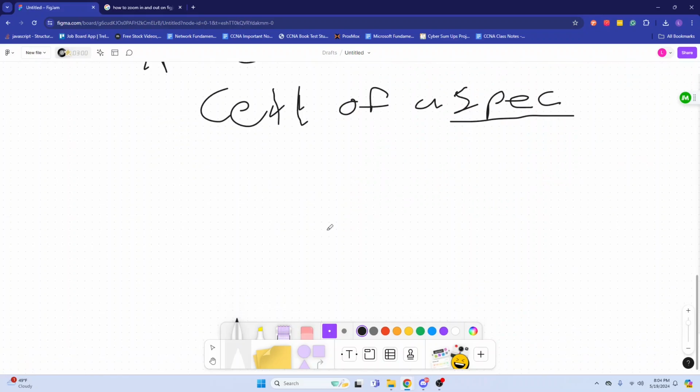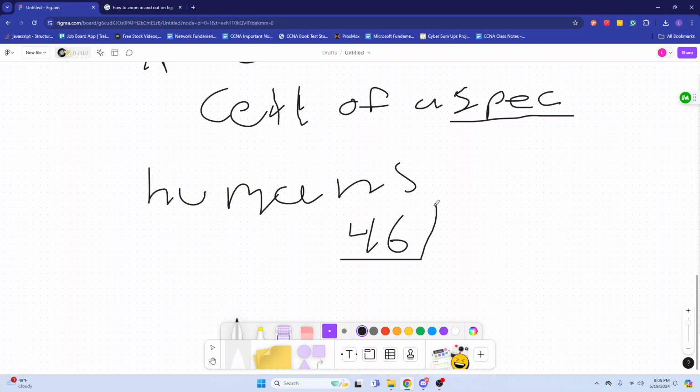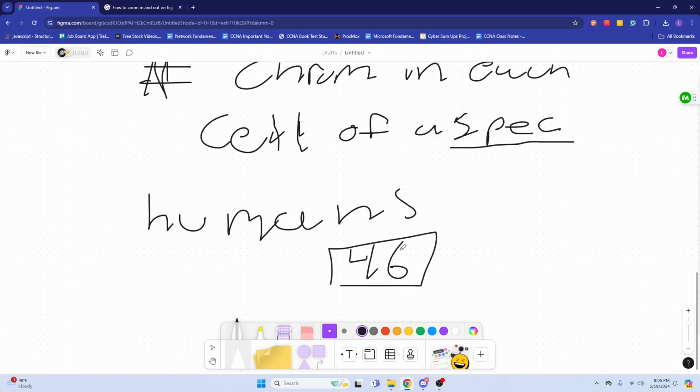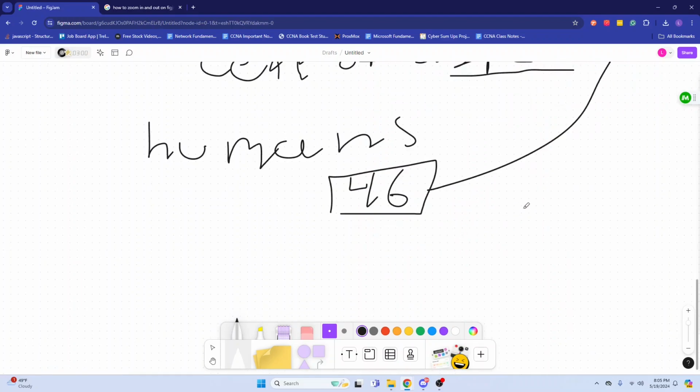So for humans, and this is going to be important, for humans, we have 46 chromosomes. This is our chromosome number. Okay, we have two sets of 23, making 46. This is our chromosome number. It's as simple as that. Chromosome number, number of chromosomes in the cell normally, and that is that.